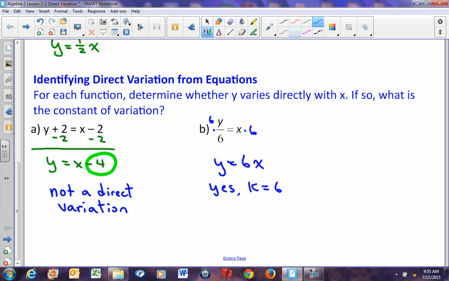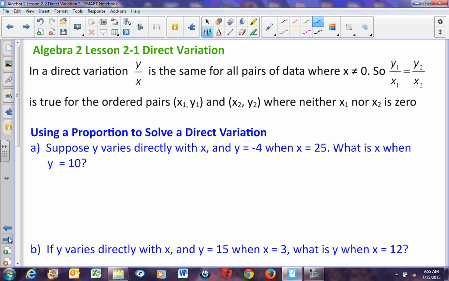So if you solve an equation, and it's y equals something times x, and there's nothing else, then it's a direct variation. If you solve an equation and it's y equals something times x plus or minus, then it is not a direct variation. In a direct variation, the y over x is the same for all pairs of data, because we said that the y over x has to be constant. That's what gives it the definition of a direct variation.